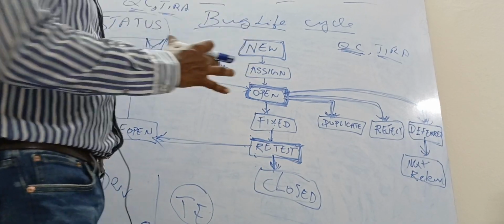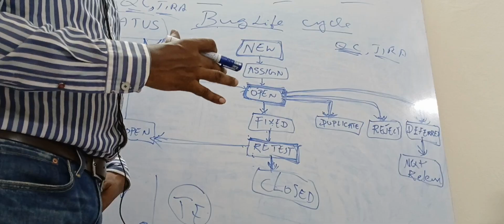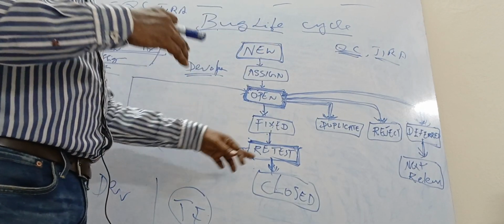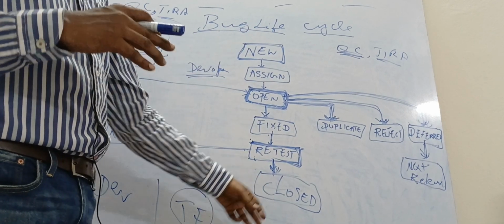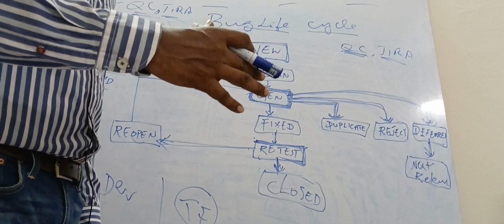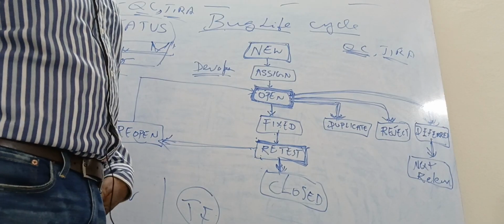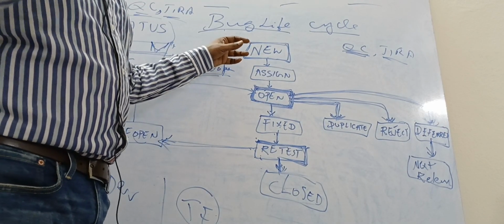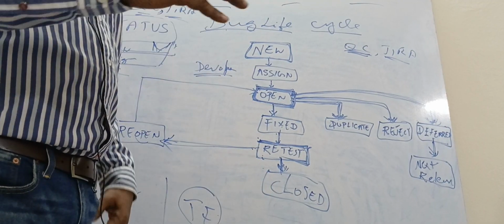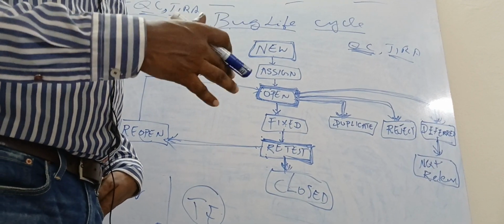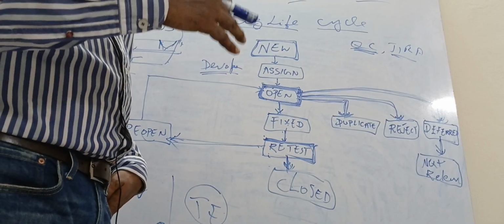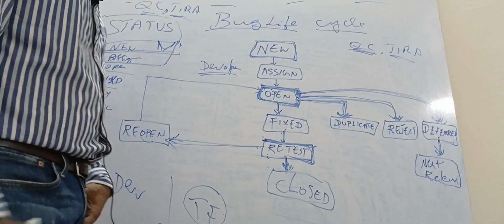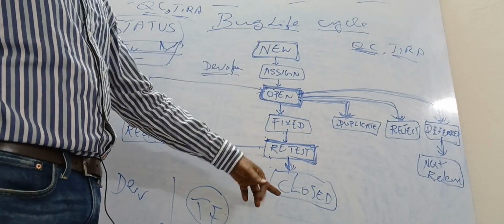So, what is bug life cycle? Bug life cycle is the process from defect finding to defect closing. In the process from defect finding to defect closing, the defect goes through different stages or milestones. The defect undergoes different states, and that is called bug life cycle.